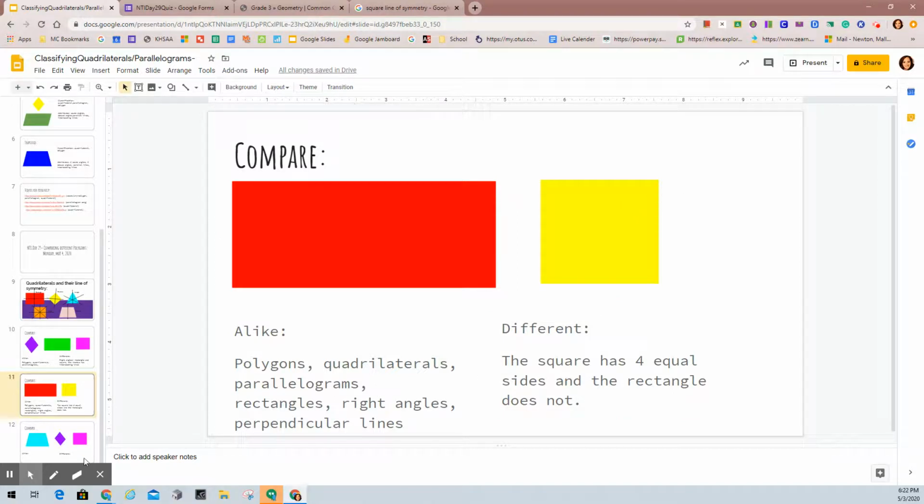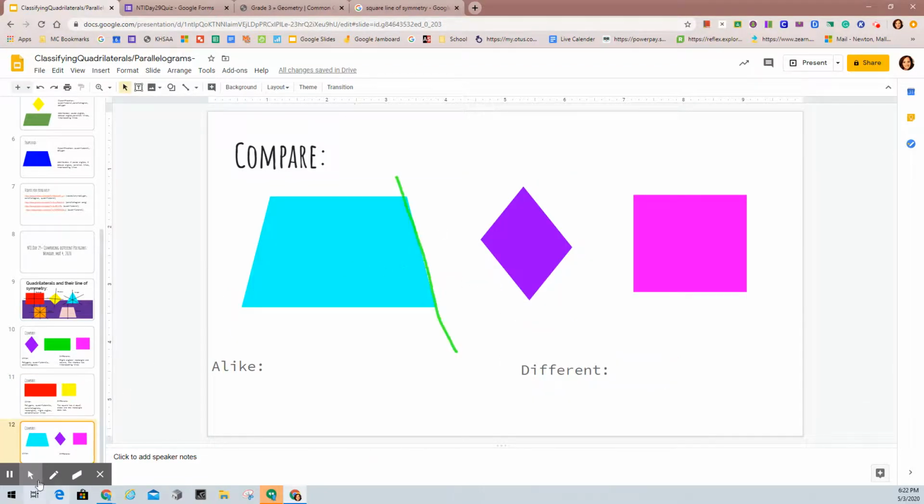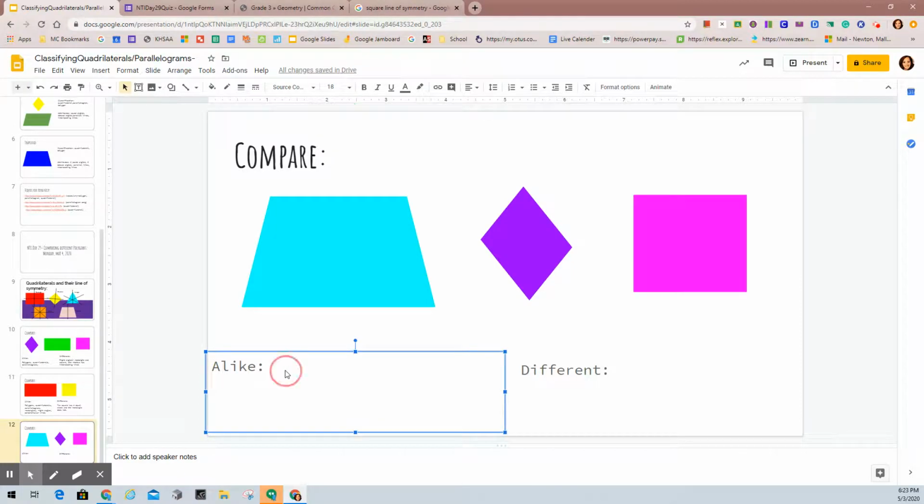And our last 2 shapes that we're going to compare, well, last 3 shapes. That green line, I mean, come on. It keeps photobombing our video, or video bombing our video. Okay, so we have a trapezoid, we have a rhombus, and we have a square. We've been talking about how they are alike. Well, are they polygons? They are polygons because they're typical 2D shapes. Are they quadrilaterals? They are quadrilaterals because they all three have four sides.